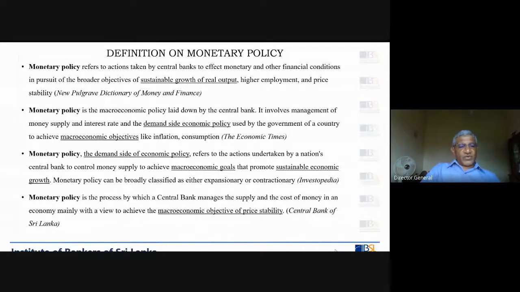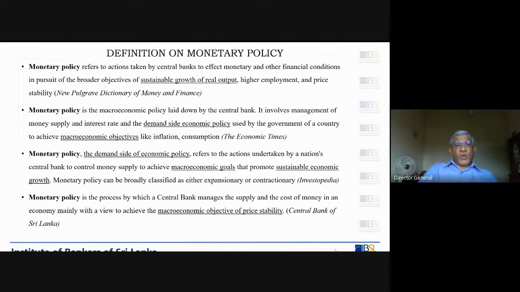Okay, now we go to how the Central Bank of Sri Lanka has defined the monetary policy. Monetary policy is the process by which a central bank manages the supply and the cost of money in an economy, mainly with the view to achieve the macroeconomic objective of price stability. Central Bank of Sri Lanka.